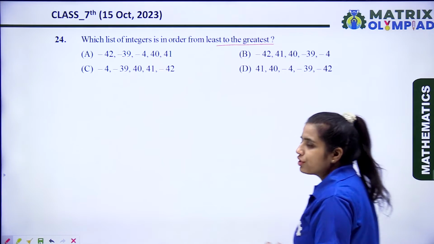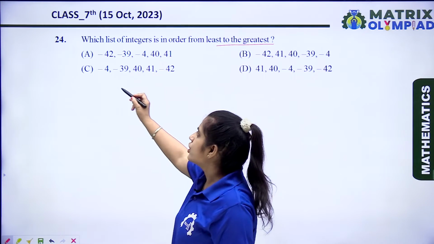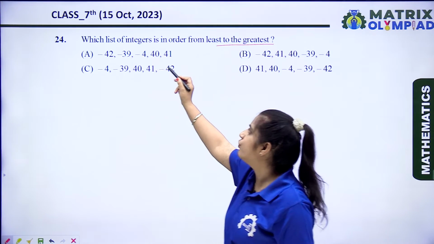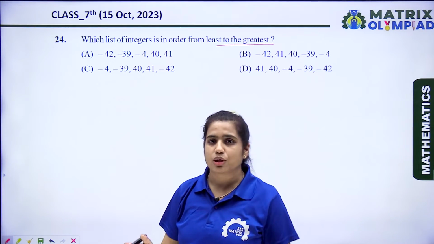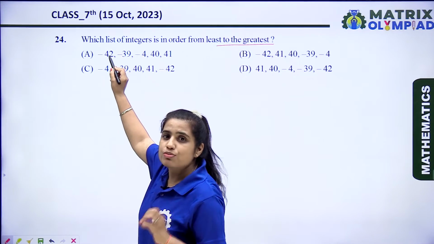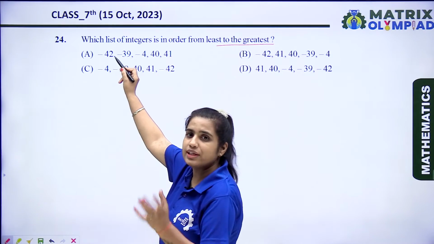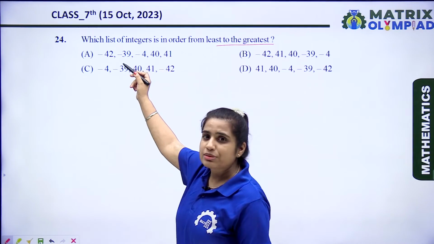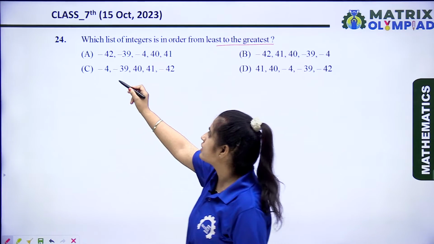तो आउट ऑफ 4 ऑप्शन वी हैव टू फाइंड आउट द करेक्ट सीक्वेंस. हियर ऑप्शन A इज -42, -39, -4, 40 एंड 41. यहाँ पे जो नेगेटिव नंबर में सबसे बड़ा नंबर होगा वो क्या है? सबसे स्मॉलेस्ट नंबर होता है. जैसे यहाँ पे नेगेटिव 42 है तो 42 क्या है? सबसे छोटा नंबर है. बट पूरे नंबर्स में तो सबसे बड़ा है ना 42, बट नेगेटिव साइन लगने की वजह से ये सबसे स्मॉलेस्ट नंबर हो गया है.